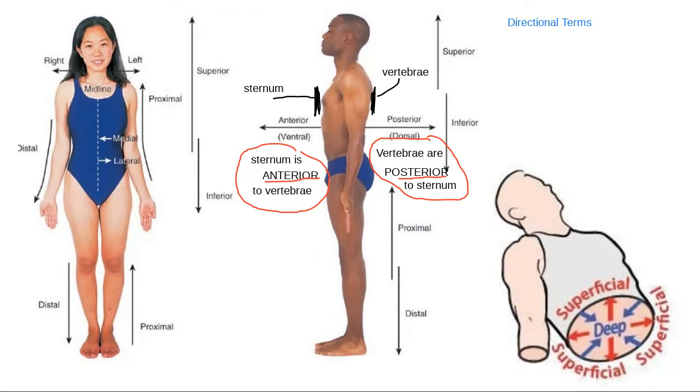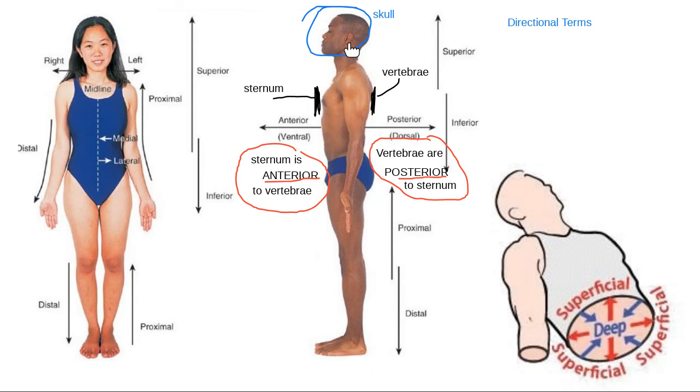All right, let's talk about our next set of structures. Now we're going to stick with the sternum. Now we're going to compare the sternum to the skull. So let me circle the whole skull. When I talk about comparing the sternum to the skull, the skull is up higher than the sternum is, or the sternum is lower than the skull is.